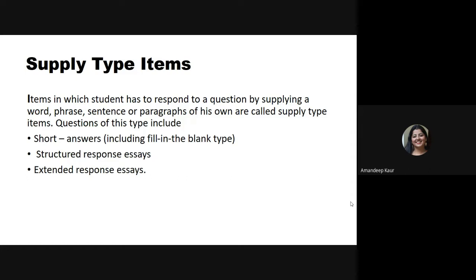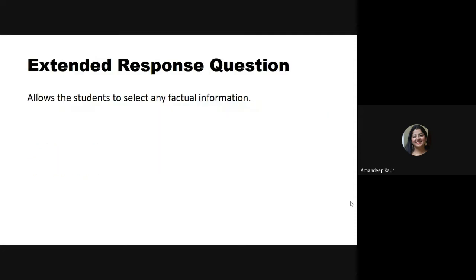So when the teacher is giving weightage to these items also, the teacher needs to consider how much weightage I am going to give to these kind of statements. So supply type can be divided into three different categories. The short answer type question, second is the structured response question, and another is extended response question, that can be closed response, or that can be open response type of statement.